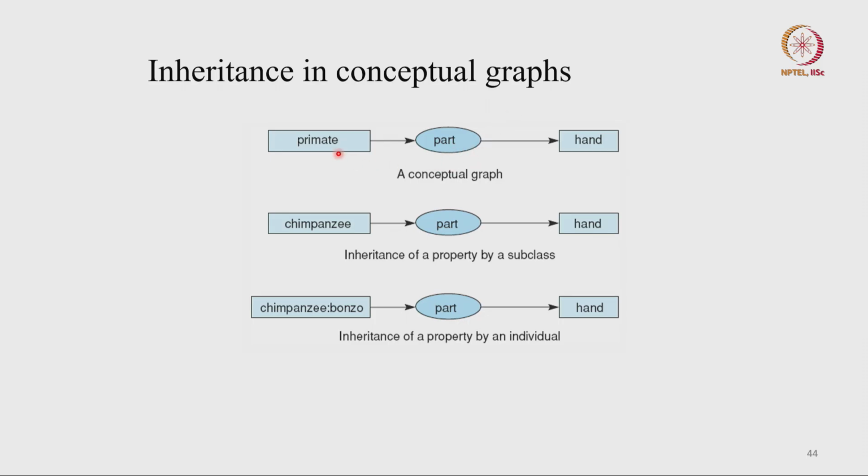Okay, so, if you take a primate, the hand is a part of the primate. So, this is a conceptual graph. Chimpanzee, hand is a part of the chimpanzee. Okay. And chimpanzee Bonzo, hand is a part of that. So, basically you are going to replace it by something more specific. So, this is how sometimes the inheritance takes place in conceptual graphs basically.